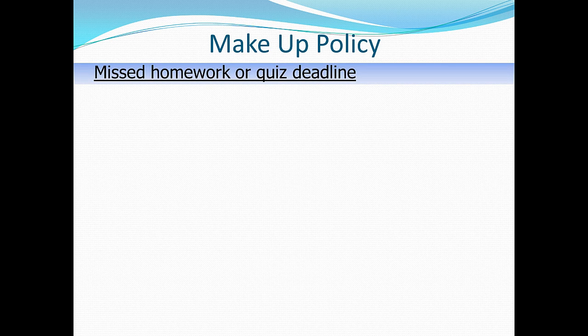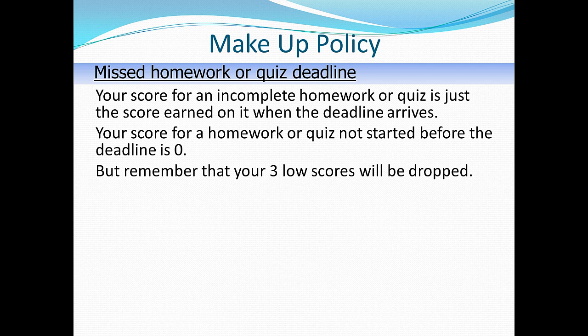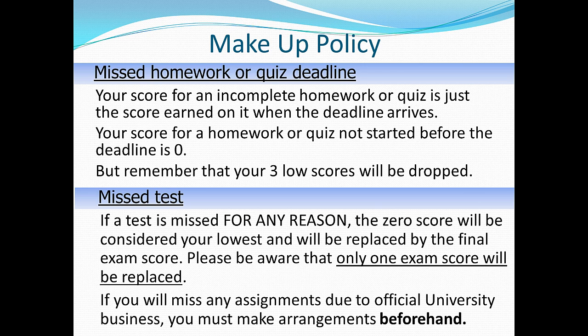Okay, what about makeups? If you miss homework or a quiz because the deadline passed and you hadn't done it, if you're part of the way through, it'll just take the score you had. If you didn't do it at all, you'll get a 0. However, your lowest 3 homeworks and quizzes will be dropped, so that's sort of an out. You don't get a makeup, but you do get some drops. If you miss a test, you'll get a 0, and it can be replaced by the final. So again, you don't get a makeup, but you get essentially a replacement possibility. The final just replaces the test that you missed.